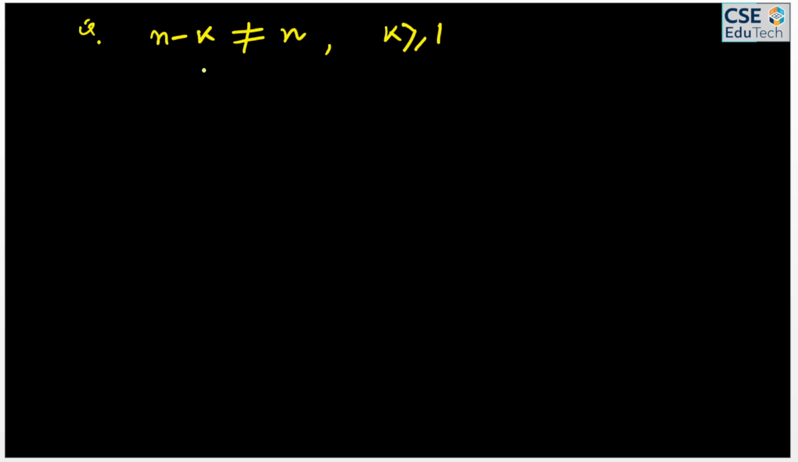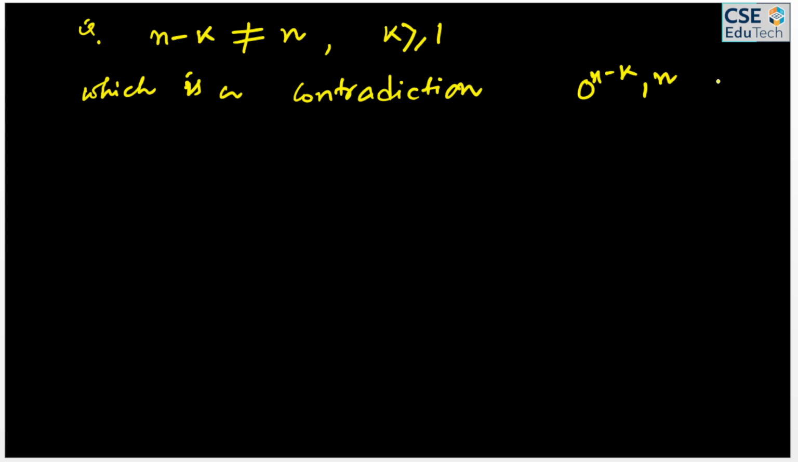Right? So this is basically a contradiction. Which is a contradiction? That is, 0 to the power n minus k and 1 to the power n does not belong to the language L. Hence L is not regular.